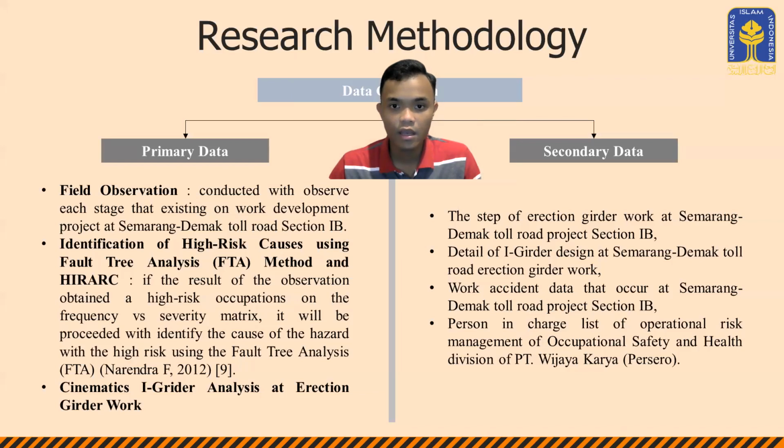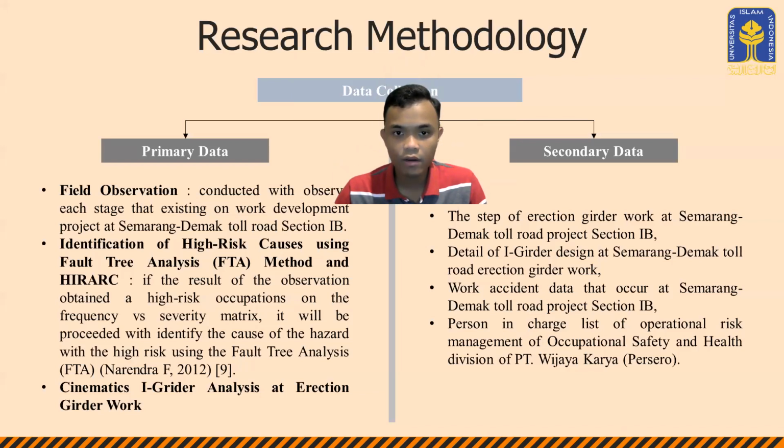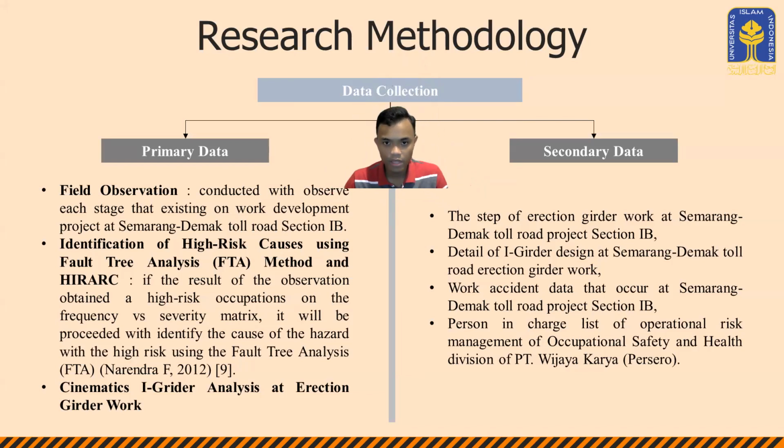After that, here we have the data collection method in this research. For the data collection method, we could collect two kinds of data, which are primary and secondary data. For the primary data, we have the field observation here. It was conducted by observing each stage existing in the work development project at Semarang-Demak Toll Road section 1B.